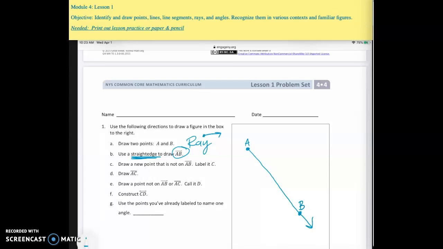All right, C, draw a new point that is not A and B. So it needs to be somewhere else. I'm going to put it right there, and I'm going to call it C.